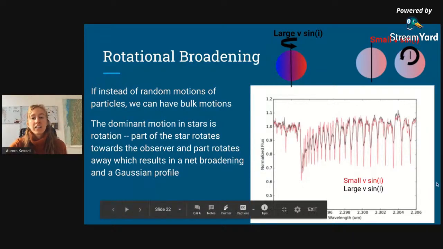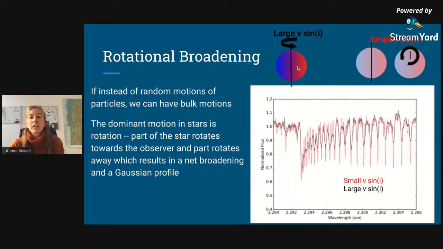And this also depends on the rotation axis of the star. So you're going to get the largest rotational broadening, which is also known as V sine I, so velocity times the sine of the inclination, for a star that has a rotation axis that's perpendicular to our line of sight, because that means that all of the motion of the star's rotation is either towards us or away from us.